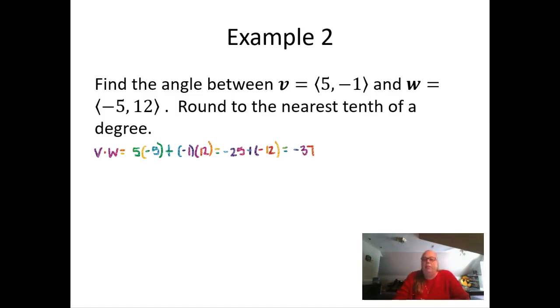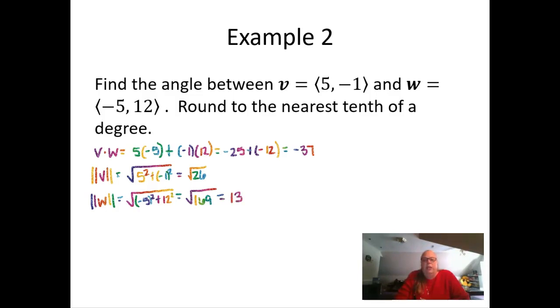Now I need the magnitude of vectors v and w. The magnitude of vector v is going to be the square root of 5 squared plus -1 squared. This is going to give me the square root of 26, and that won't break down. The magnitude of w is going to be the square root of -5 squared plus 12 squared. This is going to give me the square root of 169. That does have a nice square root, which is 13.